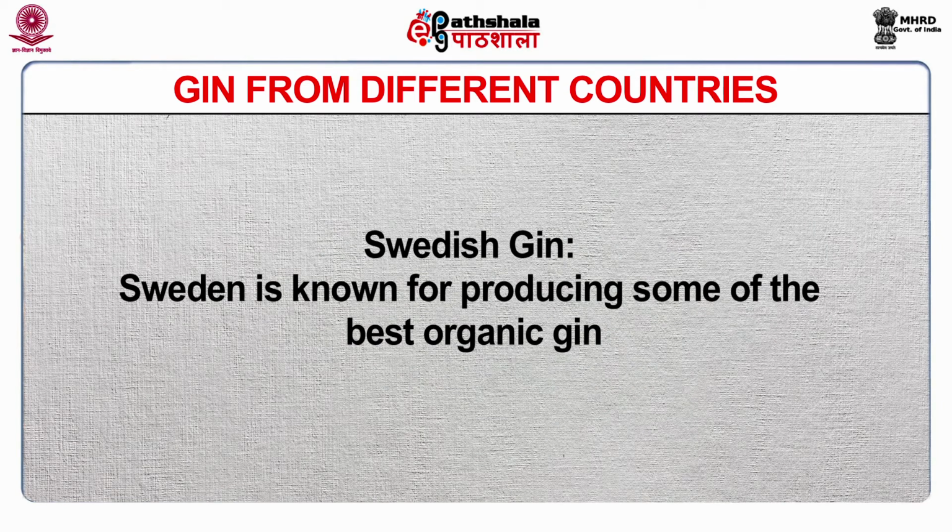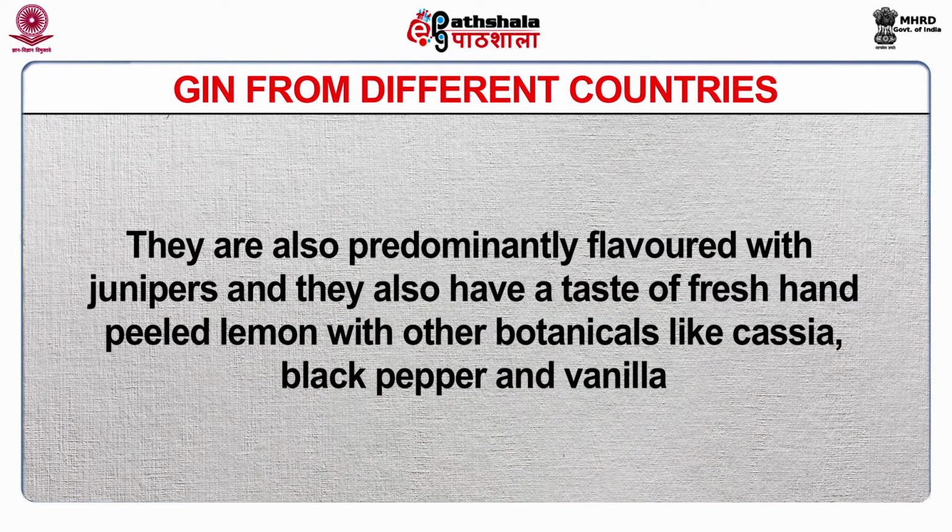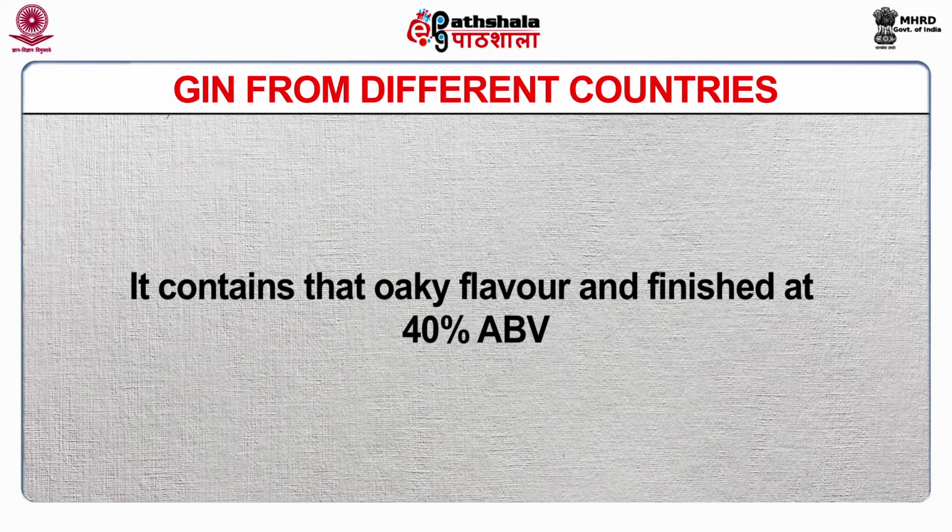The next one is the Swedish gin. Sweden is known for producing some of the best organic gin. They are also predominantly flavored with juniper, and they also have a taste of fresh hand-peeled lemon with other botanicals like cassia, black pepper and vanilla. It contains that oaky flavor and is finished at 40% alcohol by volume.